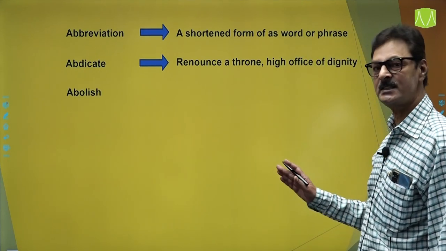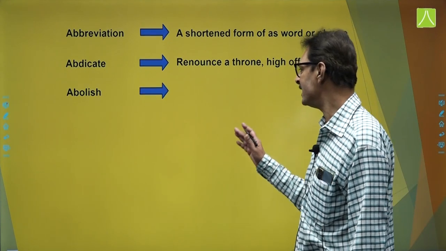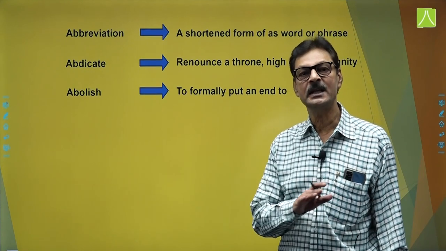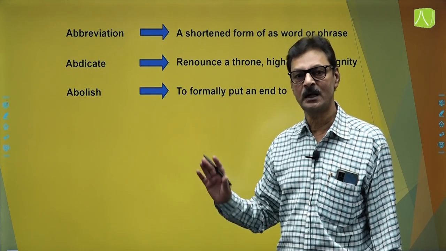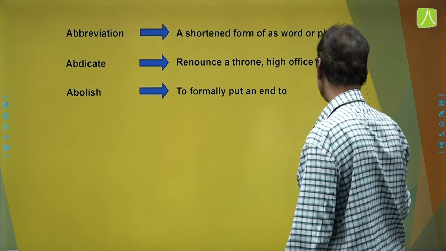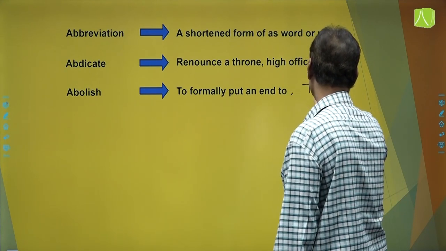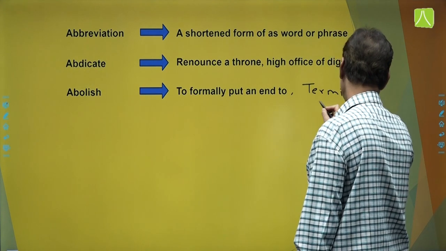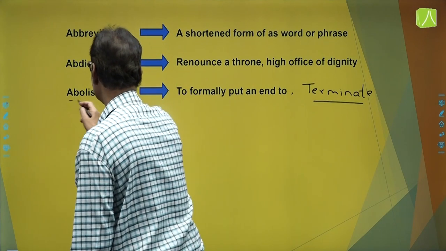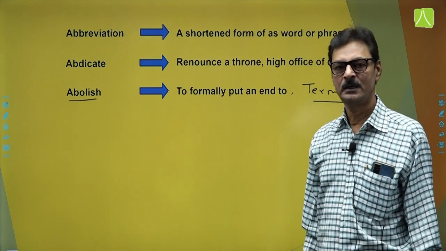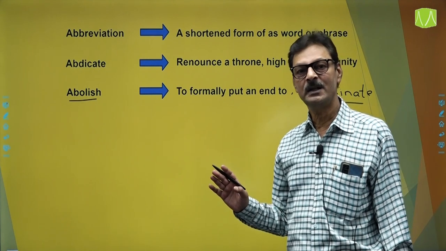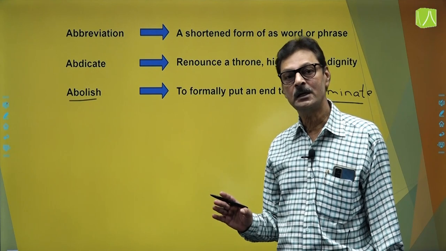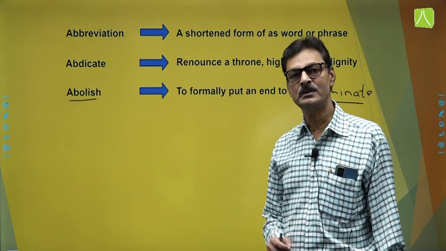Next, abolish. What is abolish? Abolish is to formally put an end to something. किसी भी चीज को खत्म करना is abolish. And if you want another word, you can take it as terminate. Yes. So maybe this word terminate can be given to you as the option. Abolish de sakte aapko option mein. You should know the words. We have done ample word meanings, and if not, watch the earlier videos based on antonyms as well as synonyms.